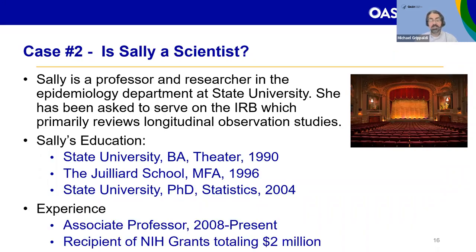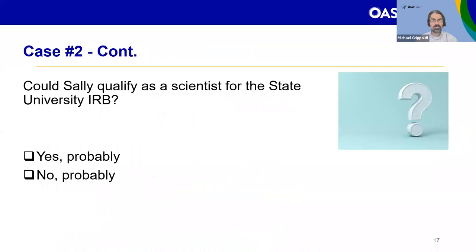She's been an associate professor for 15 years and has received $2 million in grant money from the National Institutes of Health for her research. Could Sally serve as a scientist for the State University IRB? So let's ask, does Sally's training, background, and occupation incline her to view scientific activities from the standpoint of someone within a behavioral or biomedical research discipline? And you'll see that the survey questions popped up, so I'll give you some time to answer that.